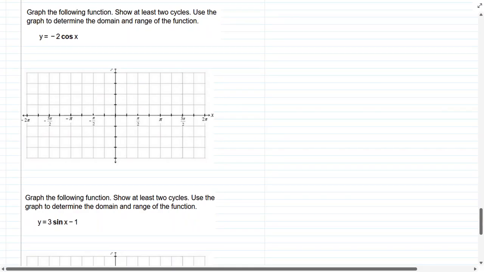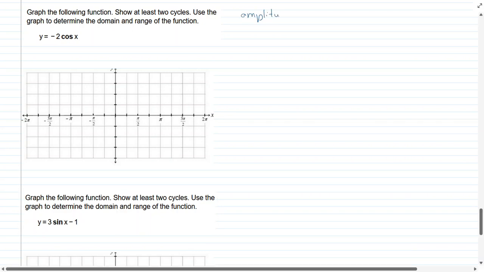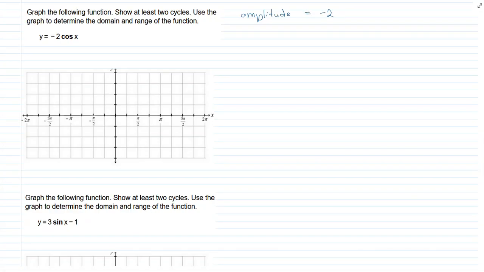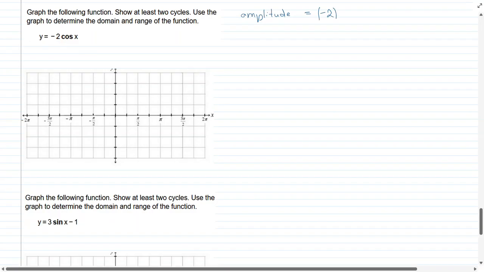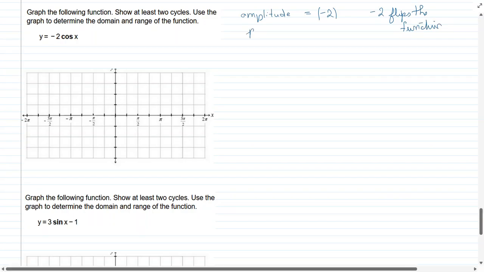Now we're going to do the cosine. And we're going to do the same process. We want to know the amplitude. And it is a negative 2, but it is the absolute value. So we're talking plus or minus 2. What the negative does is flip, just like in algebra, but the amplitude is 2. And the period is 2 pi.